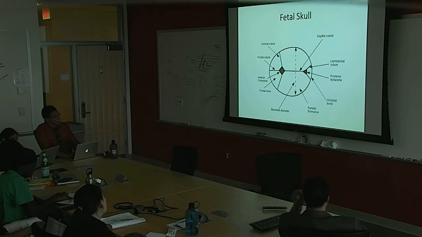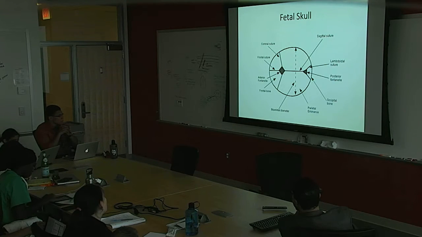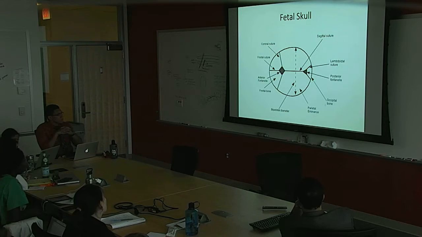Fetal skull. I got this in my exam review. You have to know the anatomy and what those things are. Anterior fontanelle is diamond shaped, posterior fontanelle is triangle shaped. Very important. And this is called the biparietal diameter, which is the largest diameter of the skull, like a transverse diameter. So this does not change. But this other diameter changes when the baby comes.